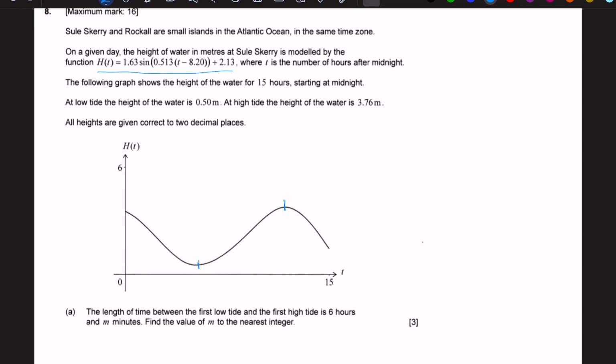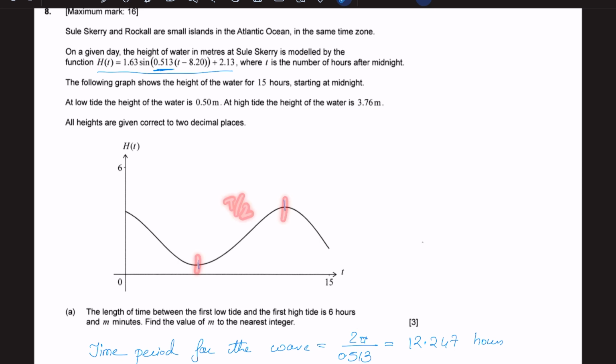So here we are talking about this given wave, right? The time period for this wave will be 2 pi divided by the number multiplied to t, which is 0.513. On simplification this will give me 12.247 hours. Now between a crest and trough we have half the time period, so the time difference between a crest and trough would be T by 2, right? So the length of time between first low and first high tide will be 12.247 divided by 2.